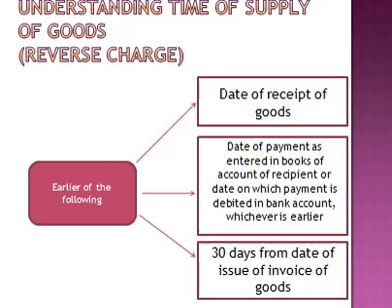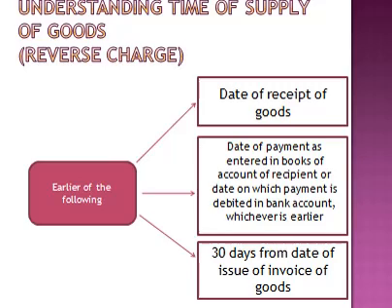Now, let us discuss the second concept of reverse charge. Again, it has the same type of formula and you have to find out whichever is earlier. First limit is date of receipt of goods. So, it is a reverse charge. Under reverse charge, the supplier is not liable to deposit the tax liability to the government. It is the customer or the receiver of goods or the recipient who is liable to deposit.